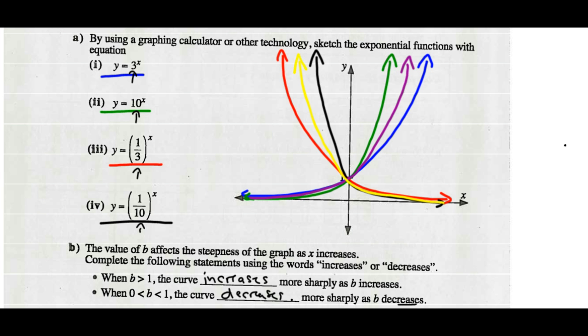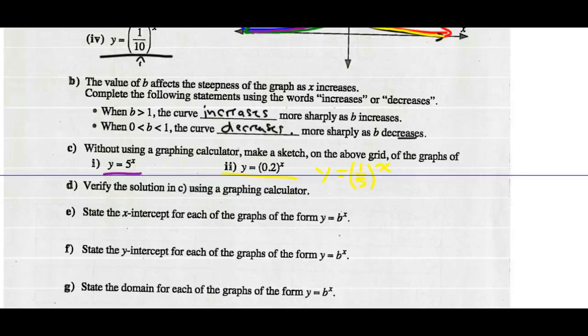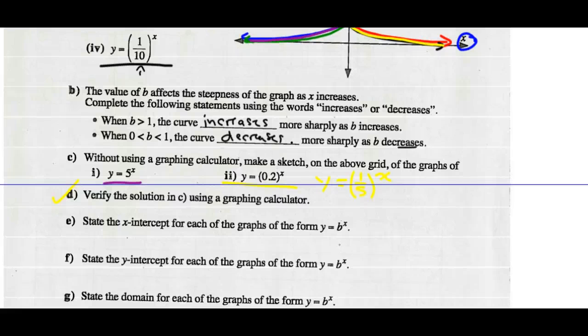All right. So if you graph them on your graphing calculator, you'll notice that those are correct. Verify them on a graphing calculator. State the x-intercept for each of the graphs of the form y equals b to the exponent x. So if I look at all these graphs, none of them should cross the x-axis. None of them cross the x-axis, so they have no x-intercept.